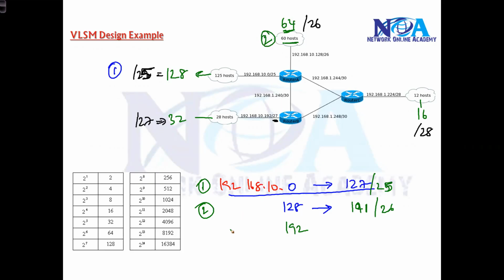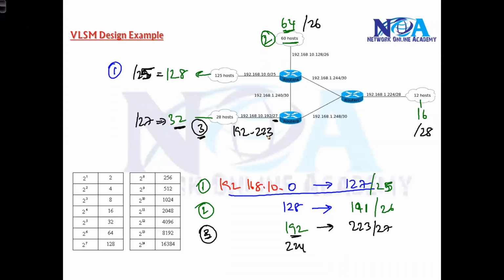Moving on to the third one. Now the third subnet starts with 192. So 192 will go with this one. This is my third subnet, a group of 32 addresses. 192 plus 32 is going to be 224, so this ends on 223 with /27. So the address range from 192 to 223 is allocated here.